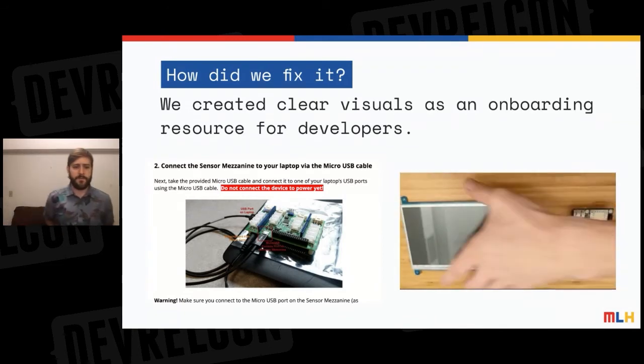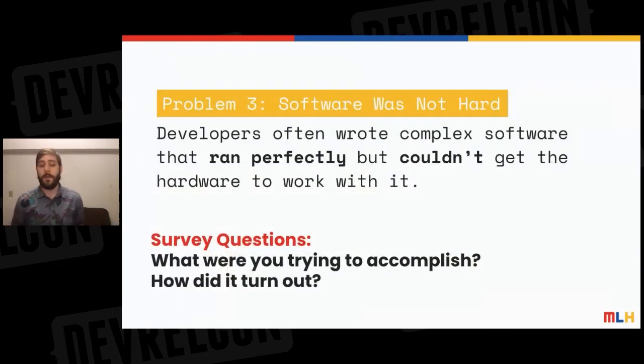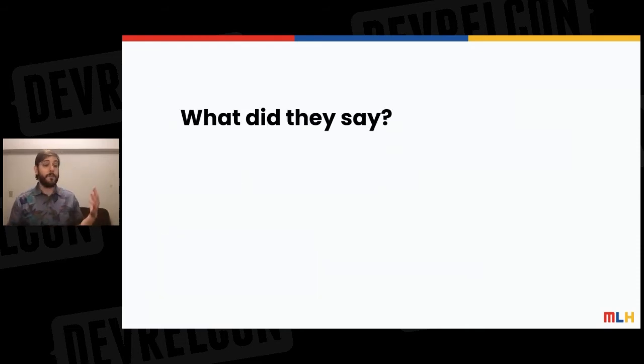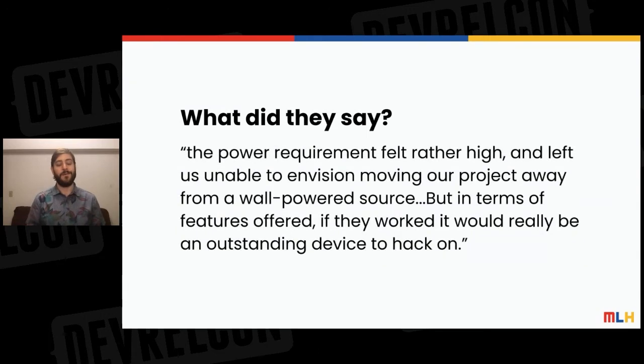And the last problem we identified here is that software was not the hard part. A lot of the developers using this board were able to deploy their software to the board and run it, and it was really complex and interesting and well architected, but it still didn't accomplish what they wanted because they couldn't figure out the hardware portion. And as we asked them, like, what were you trying to do? How did it turn out? Kind of expectation versus reality. They told us, like, straight up, a lot of the problems were hardware related. Like, we couldn't figure out how to get the power source moving, and so that ruined our project.